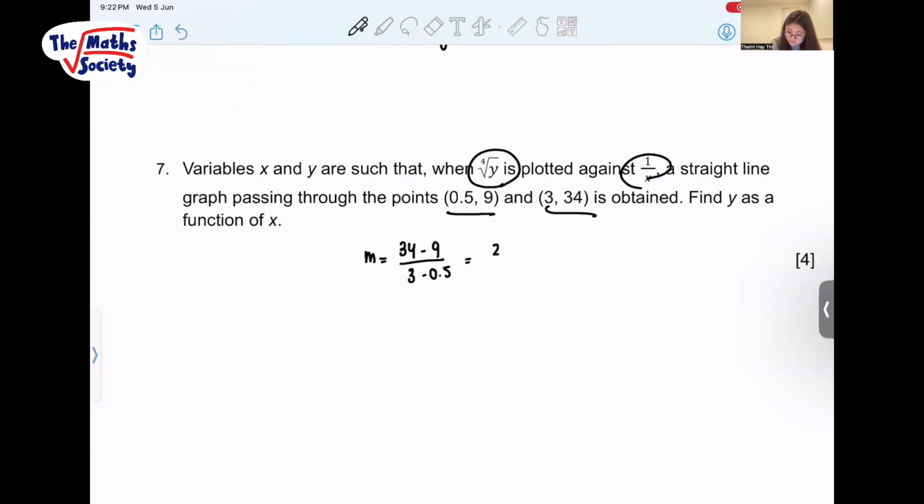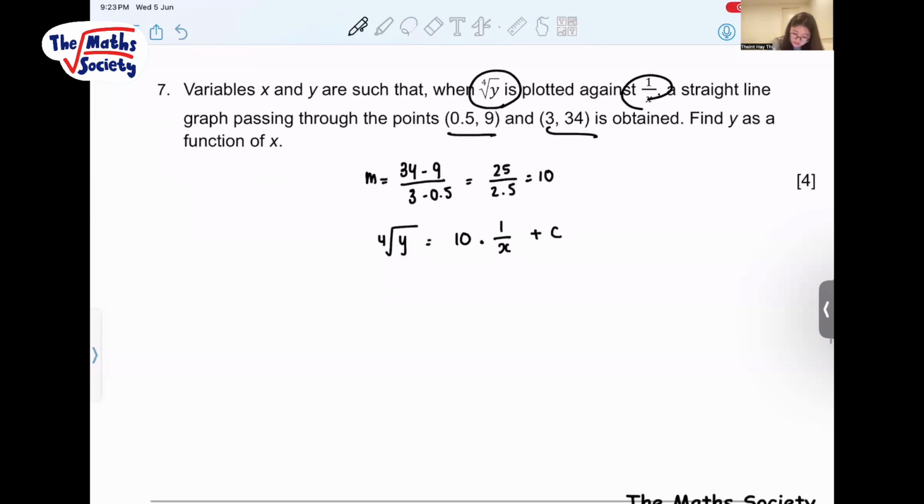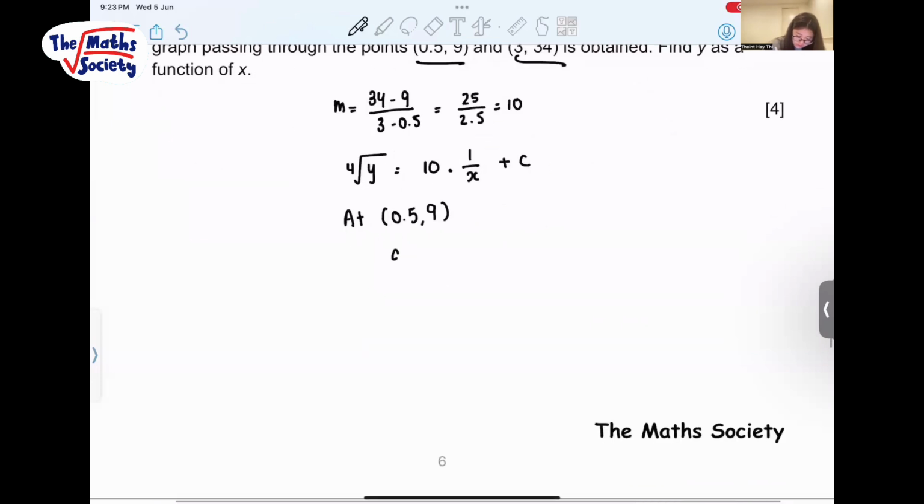So it's going to be 25, yes, by 2.5, and that is equal to 10. So you have an m of 10, and it's root y to the 4 equals 10 times 1 by x, yeah? And then plus c. And then we're just going to use the same coordinate, (0.5, 9), so it's 9 equals 10 times 1 by 0.5, plus c.